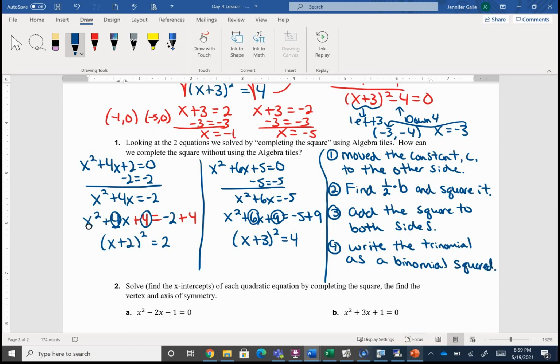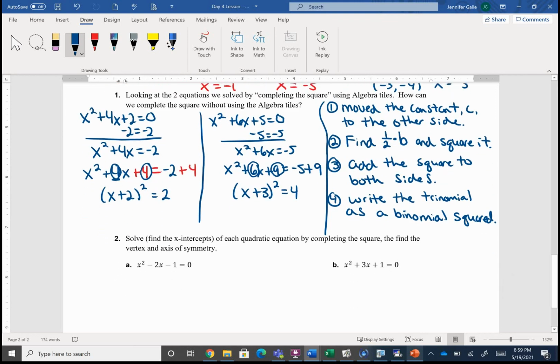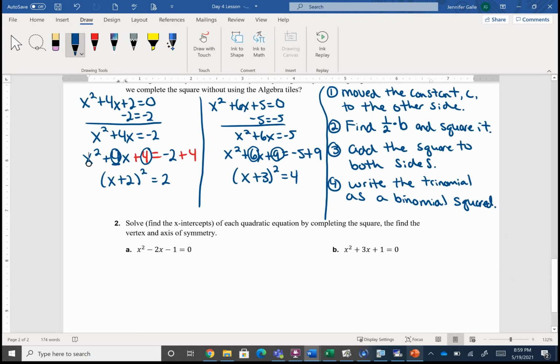Now you might be thinking, oh wait, Miss Golly, I really understood it. I really saw it with the tiles. How does that process work? Let me see one walking through that process. So that's what we're going to finish up with today. I'm going to do those 4 steps with a couple examples, and then you have some time to practice.